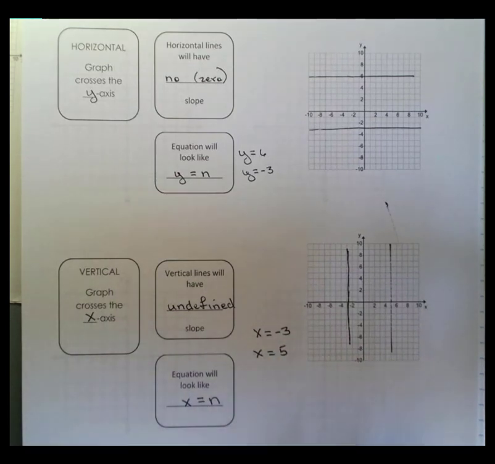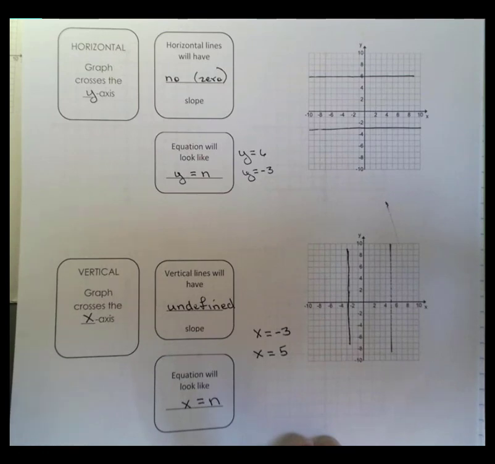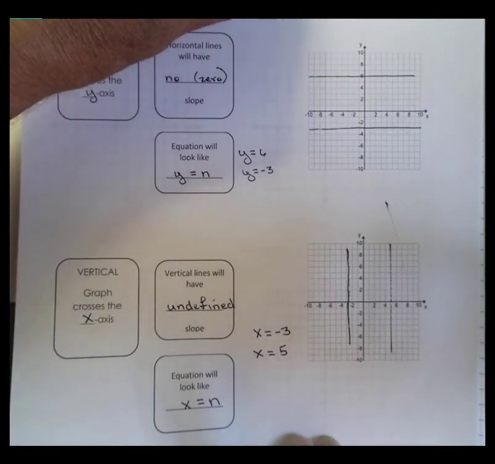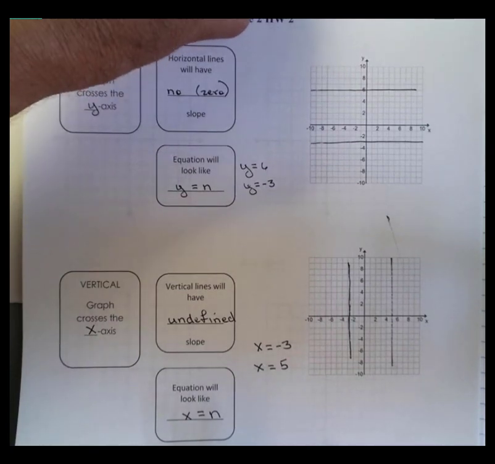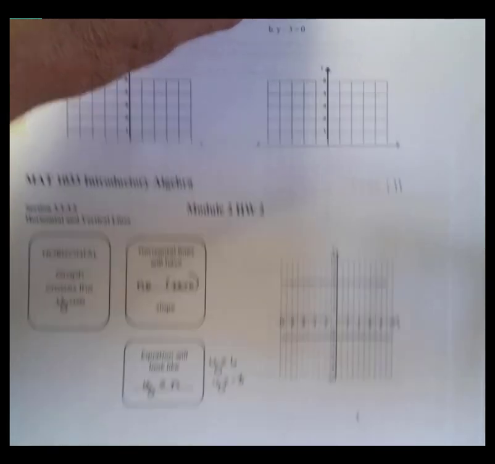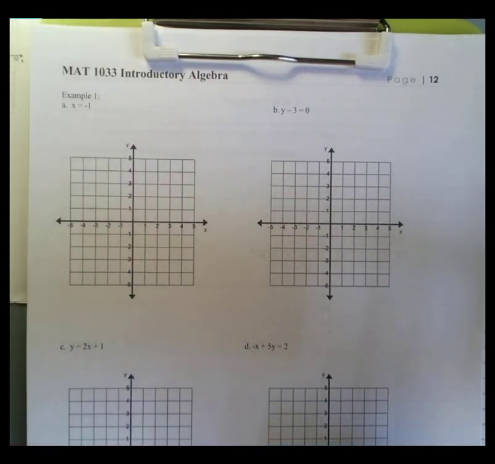Now, x could be anything. But of course, we don't define y because every point on that line, every y is going to be on that line for any x value of -3 or 5. So let's do some problems or some graphing with this one.